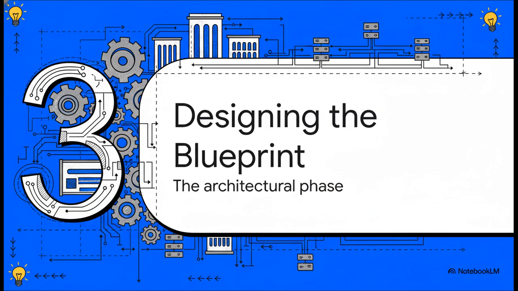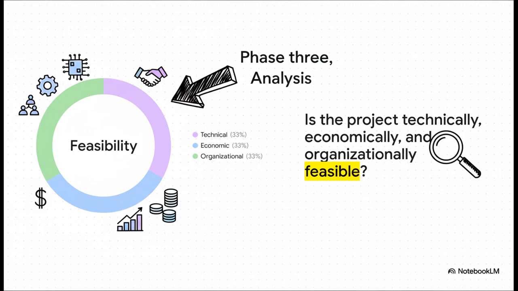All right, the high-level plan is approved. Now we get to the really fun part, the detailed architectural phase, where the system really starts to take shape on paper. Phase 3, analysis, is a massive reality check. This is where the team does a deep dive, a feasibility study, and they ask 3 absolutely vital questions. First, technical. Do we have the skills and technology to actually build this thing? Second, economic. Looking at the costs and benefits, should we build it? And, maybe the most important question of all, organizational. If we build it, will people actually use it?